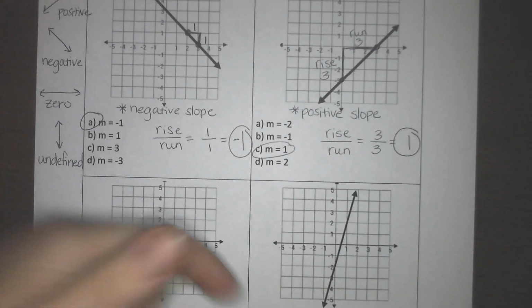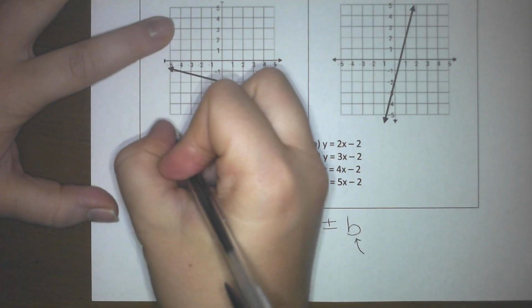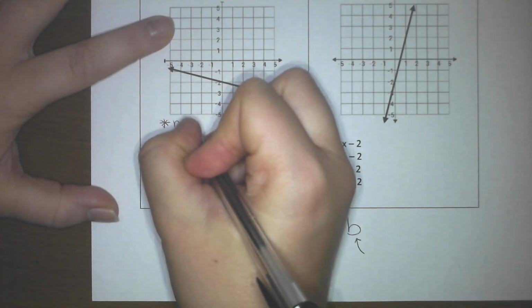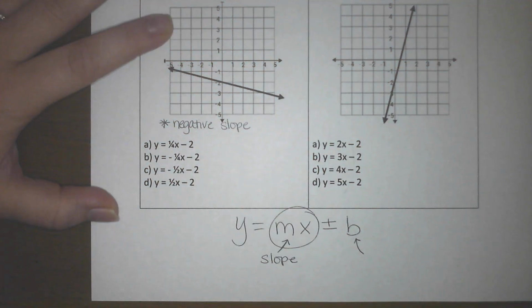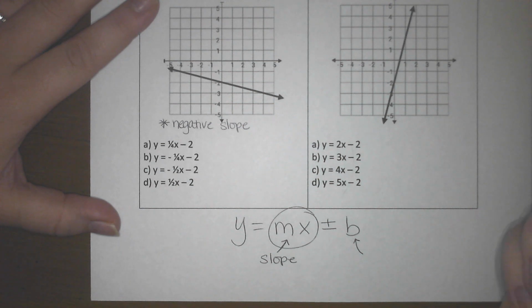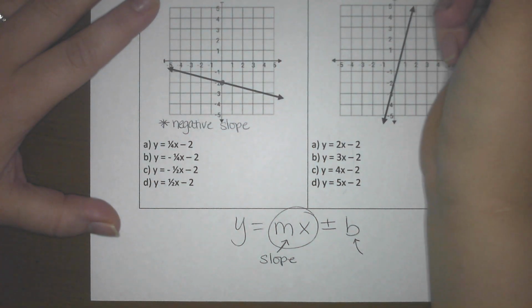It looks like it's a negative slope. So we're going to go ahead and label this as a negative slope. And then I want to find 2 pretty points. So I'm just going to use right here on the y-axis. It looks like that's my y-intercept, -2.